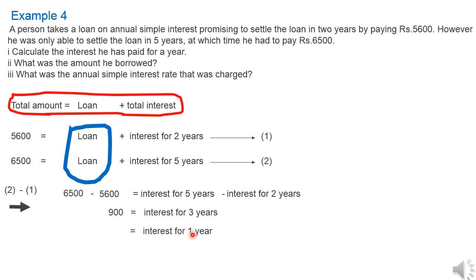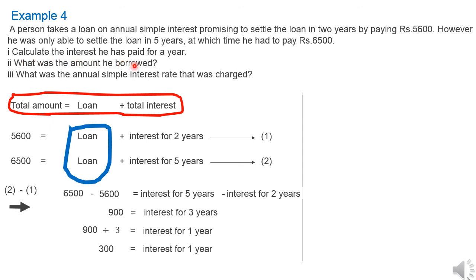Now you can find interest for 1 year. How? This is 3 years' interest, so divide this by 3, right? Then you get interest for 1 year is, student, 300 rupees. Interest for 1 year, 300 rupees. Now Roman number 1 says calculate the interest he has to pay for a year. For a year it is 300 rupees, right? Then move to Roman number 2.